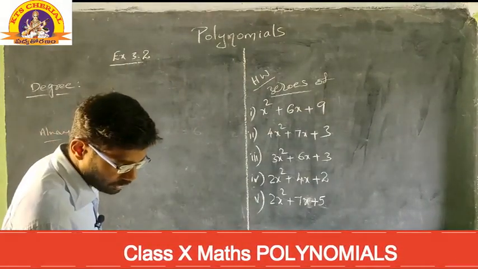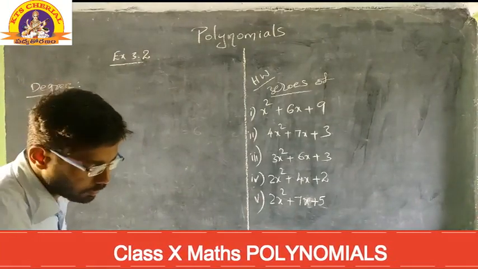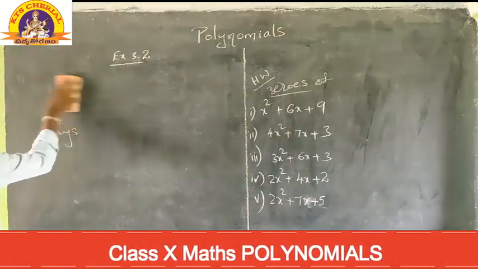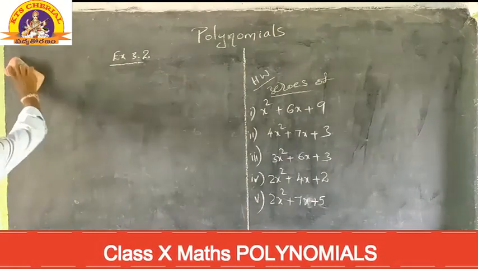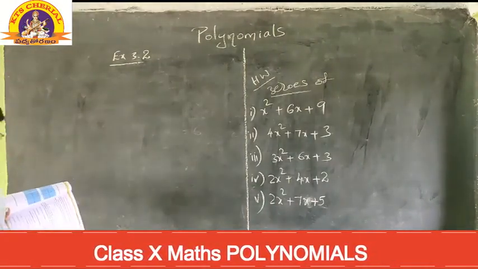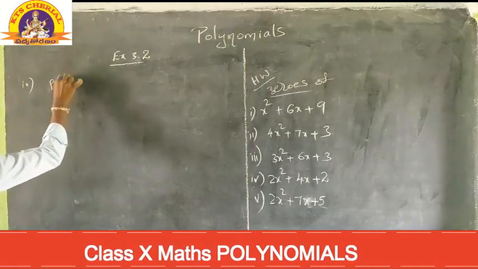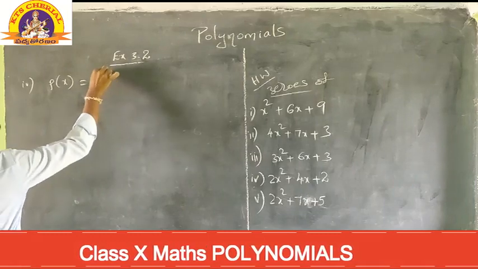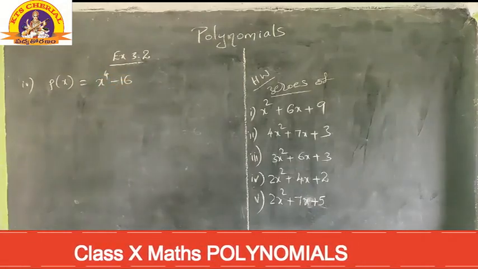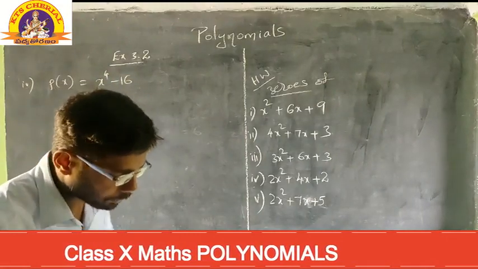Why I told you this: if you see the next problem, he has given a polynomial whose degree is 4. So in that case, you will get 4 zeros. Whatever he has given, p of x equals x to the power of 4 minus 16.